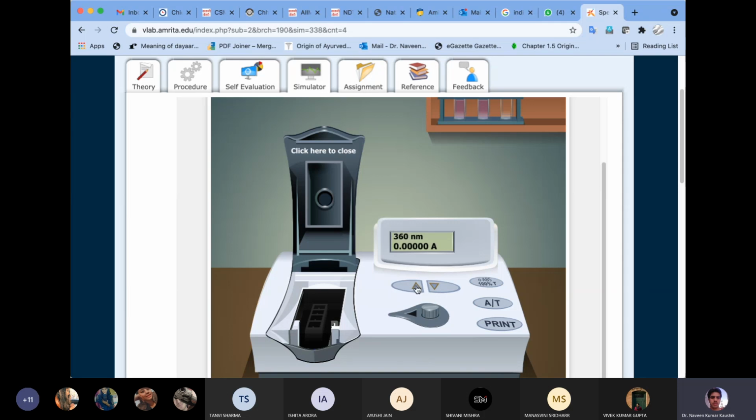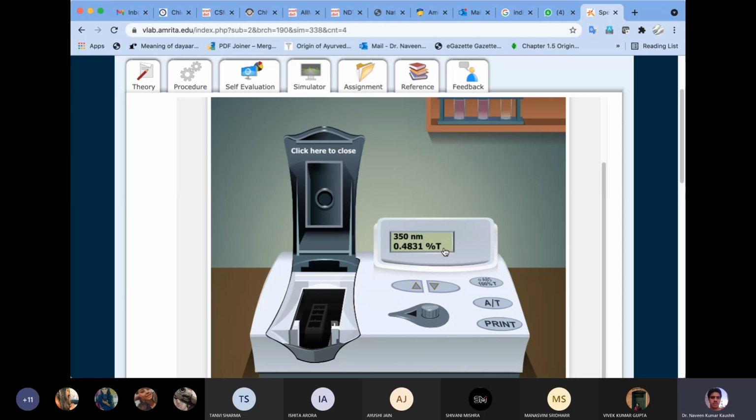As you can see, the nanometers are being changed. So you can change your nanometers. In our case, we need 260, so we can bring it down to 260. It is not changing. Okay, so whether you want absorbance or transmittance, that also you can change.